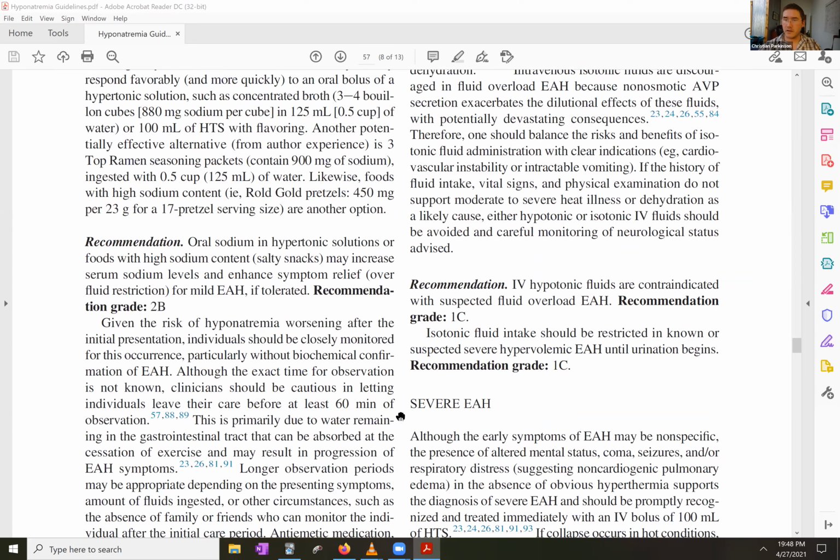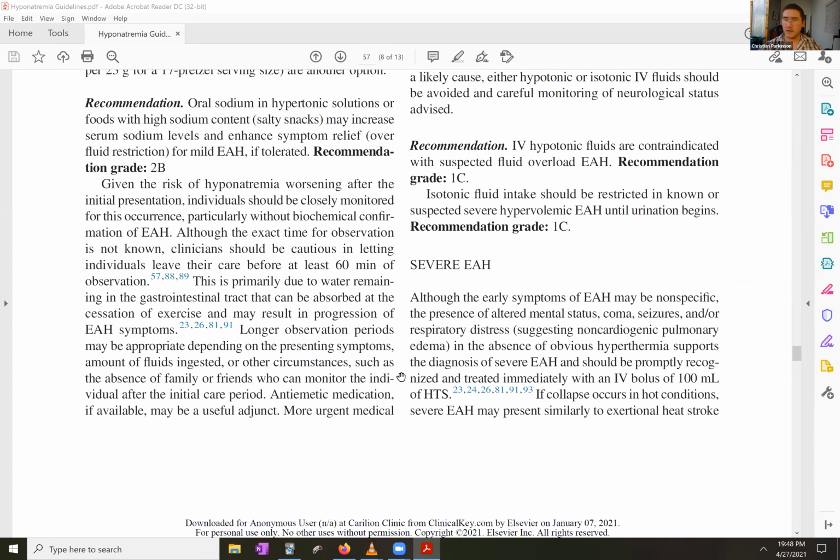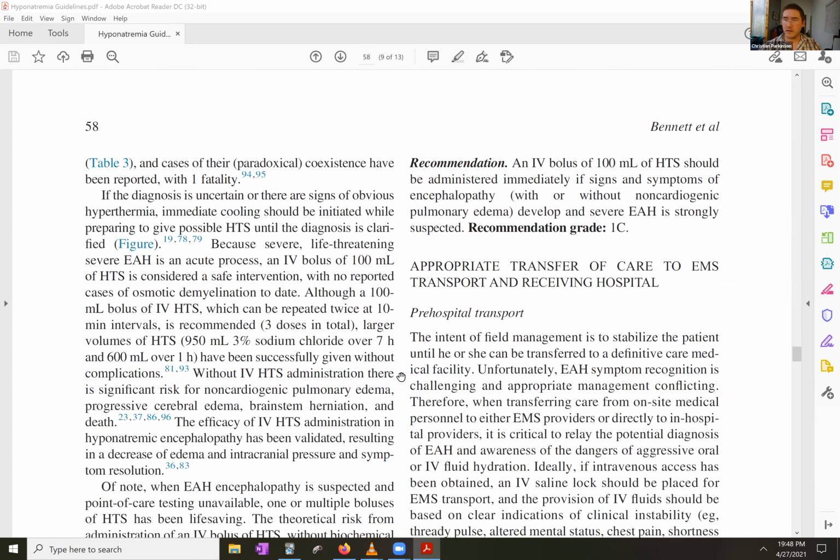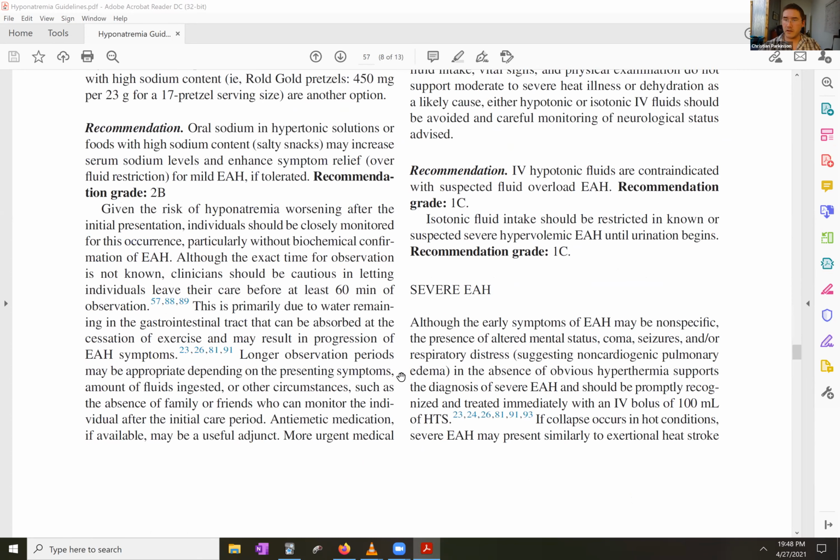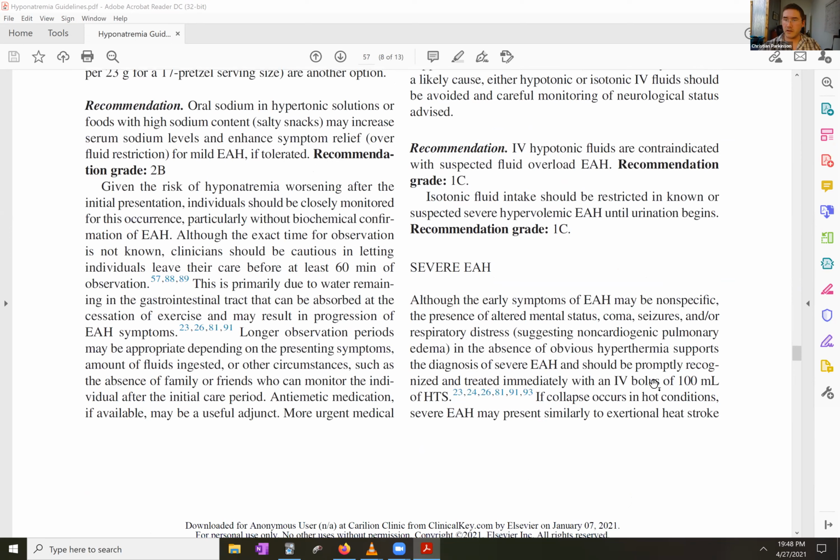Then we get into severe hyponatremia with our altered mental status wing. Again, this is where our lady was talking about between the seizures. Is she seizing because she's having an exertional heat stroke, or is she seizing because she's severely hyponatremic? Prompt recognition, immediate treatment of 100 mils hypertonic saline IV.